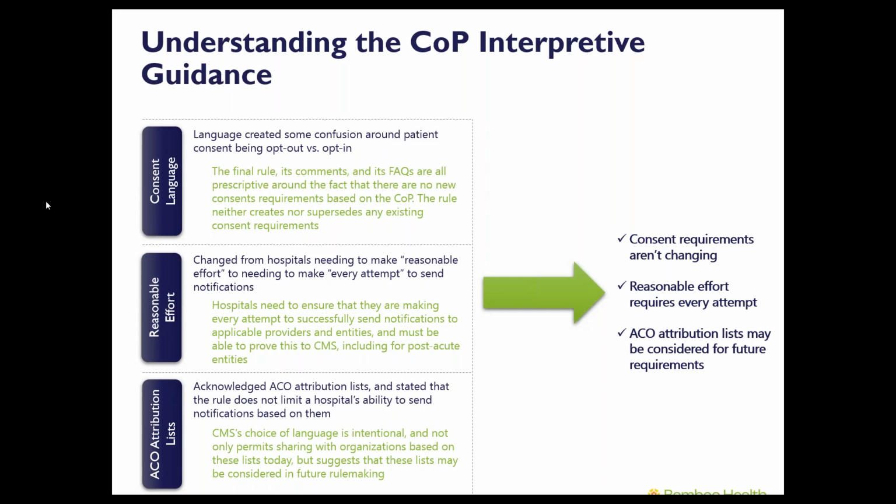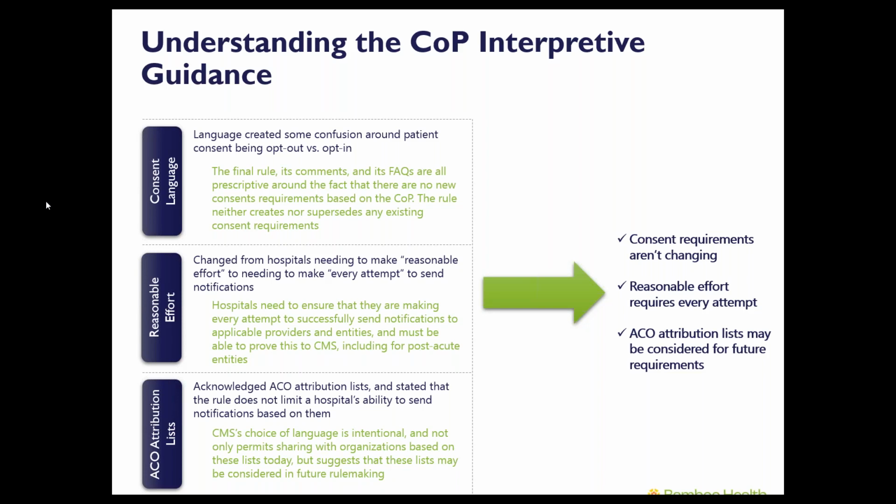And then finally, we come to the ACO attribution lists. CMS included language within the guidance that essentially acknowledged ACO attribution lists, which really can be thought of as eligibility files or rosters attributing different members or patients to an ACO. And they reiterated that nothing in the condition of participation really restricts a hospital's ability to share information in accordance with its current data sharing policies to anyone else who is permitted legally to receive that kind of information.